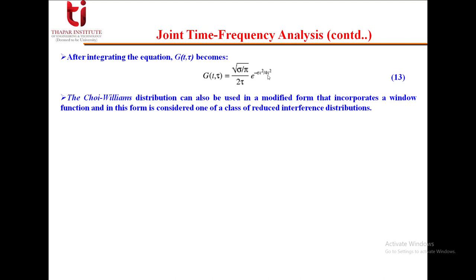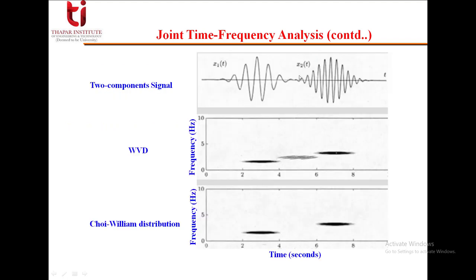This Choi-Williams distribution can also be used in a modified form that incorporates a window, when it is considered as a class of reduced interference distributions, also represented as RID. The Choi-Williams distribution has better noise characteristics than the Wigner-Ville distribution. We can see the difference here.